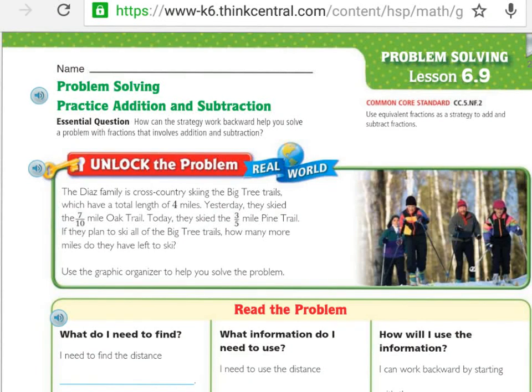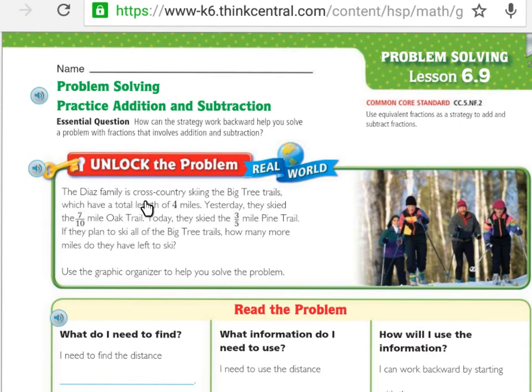Good morning. Today's lesson is 6.9, problem solving. We are going to be practicing addition and subtraction using problem solving. Our essential question: how can the strategy work backward help you solve a problem with fractions that involves addition and subtraction? Let's unlock the problem.